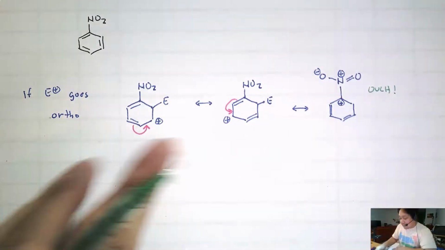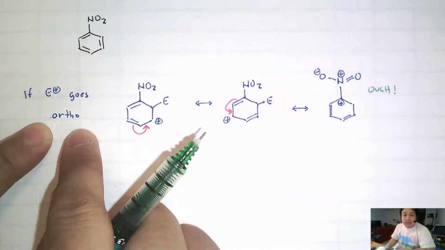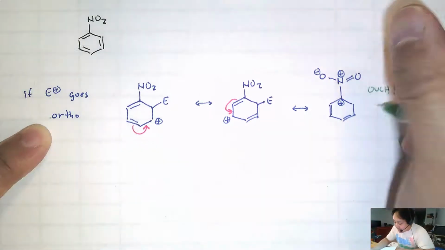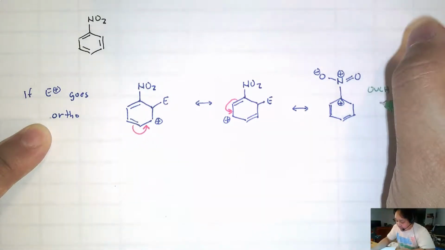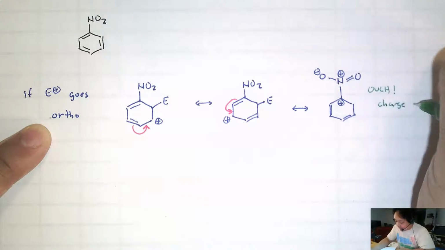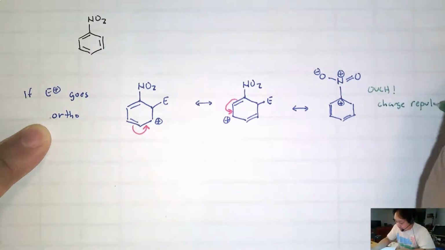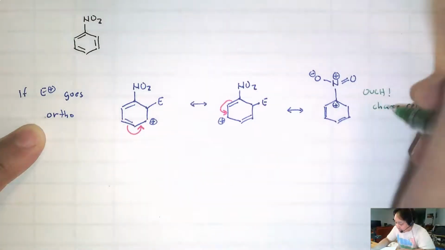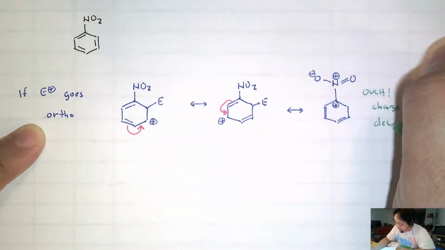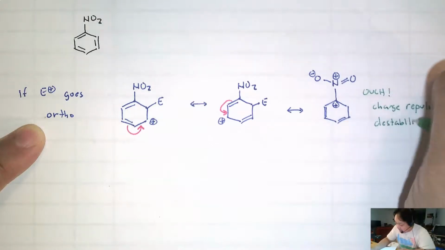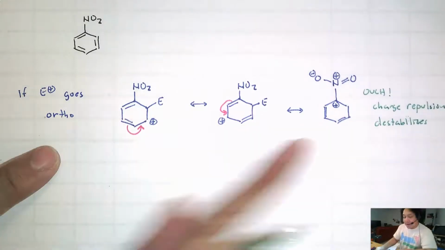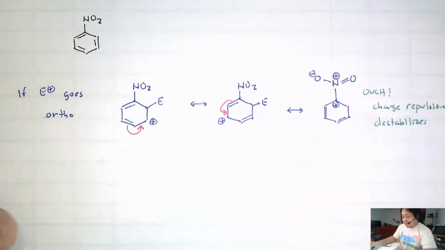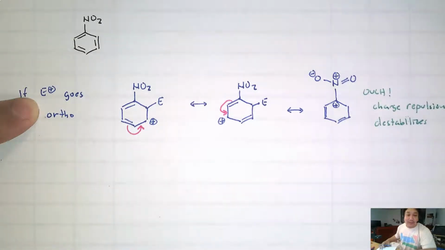In this series, if you put the electrophile in the ortho position, one of the resonance structures will have plus looking at a plus. That's charge repulsion. And that's destabilizing. Like charges repel each other, not attract. So charge repulsion destabilizes. If we could avoid this carbocation, which has a resonance structure like this, then we'll go that route. And we won't go the ortho route.